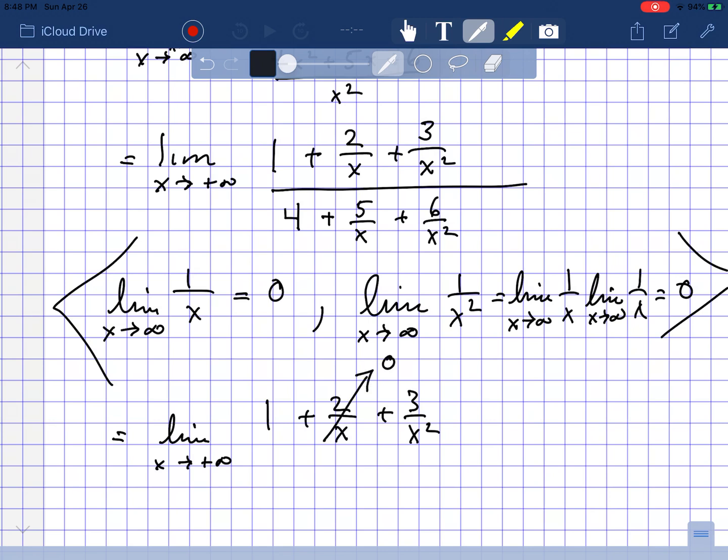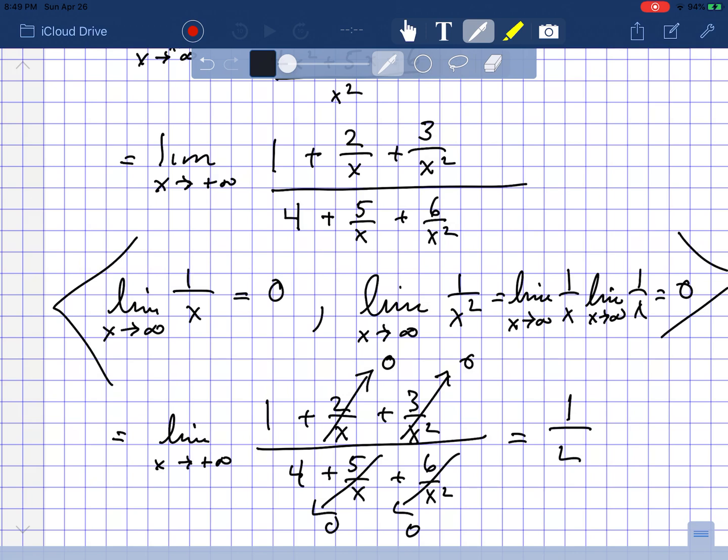This term is going to go to 0, and this term is going to go to 0, divided by 4 plus 5 over x plus 6 over x squared, and these two terms are going to go to 0 also as x goes to plus infinity. So I'm taking the limit as x goes to plus infinity of a numerator, which is tending to 1, divided by a denominator, which is tending to 4. So this is just going to give me 1 over 4.